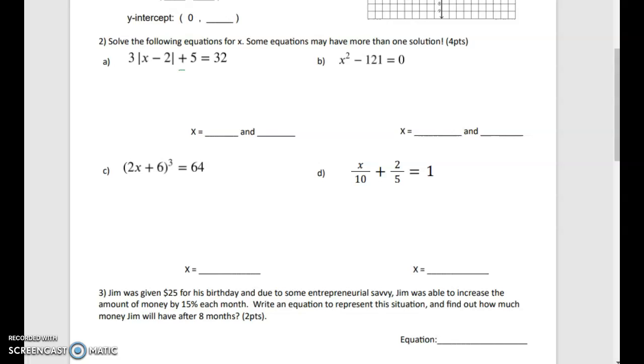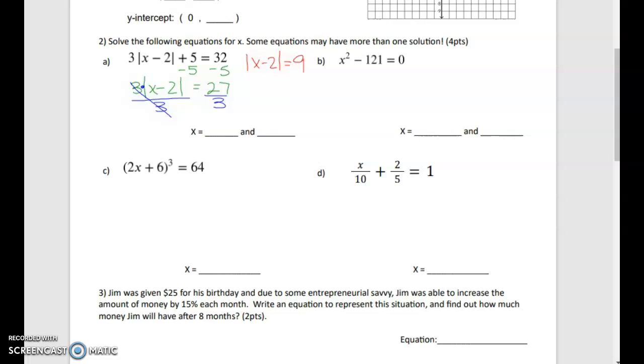So for letter A, the first thing I want to do is subtract 5 from both sides. So now I've got 3 times the absolute value of x minus 2 equals 27. The next thing that I can undo is this multiplier by 3. I don't want to distribute into absolute value. That's really something I don't ever want to do. So I want to divide by 3 to get rid of that 3. And what I'm left with now is the absolute value of x minus 2 equals 9.